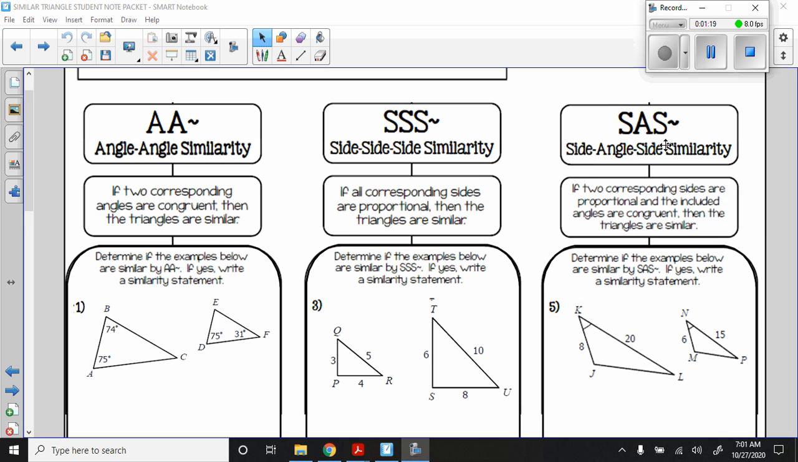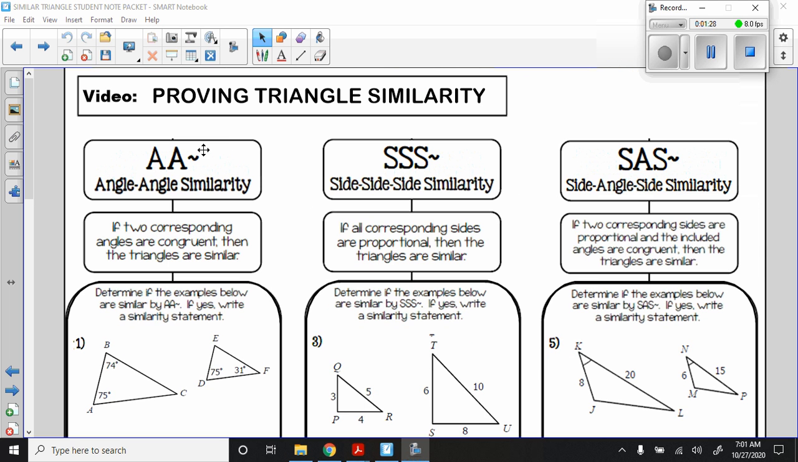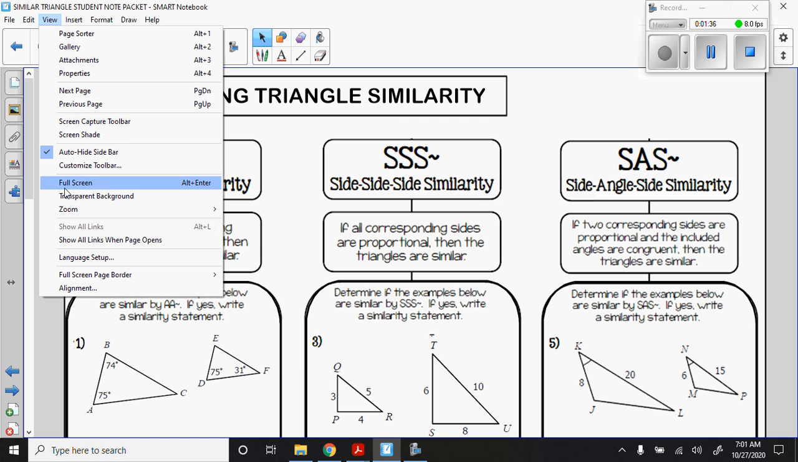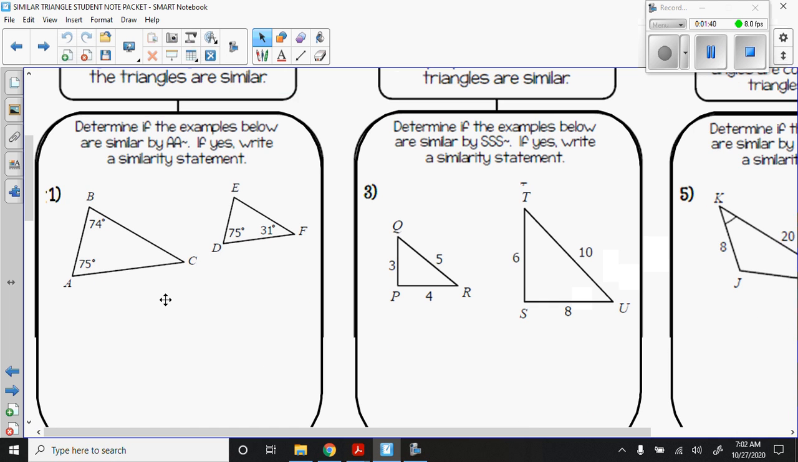And then side angle side similarity. Take a look at this picture down here. It gives us two sides and an angle in between them. So we're not looking at AA, we're not looking at SSS, we're only testing for SAS. Okay, so let me show you real quick these little examples.